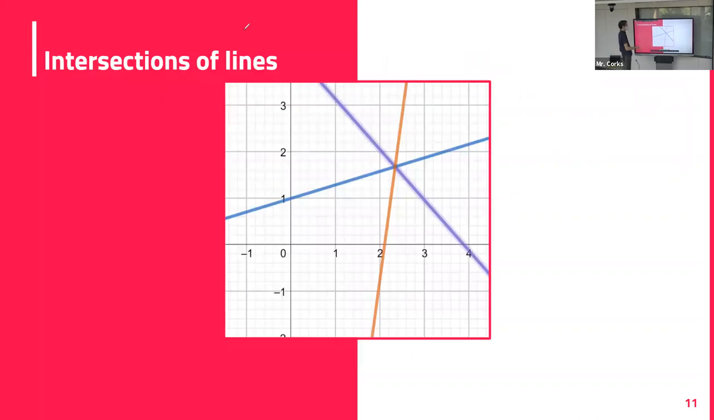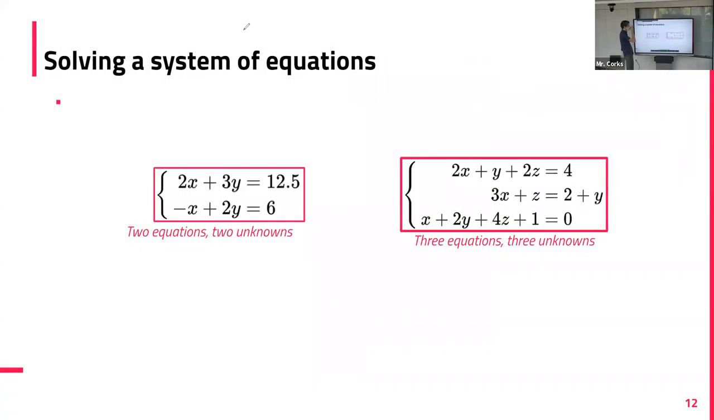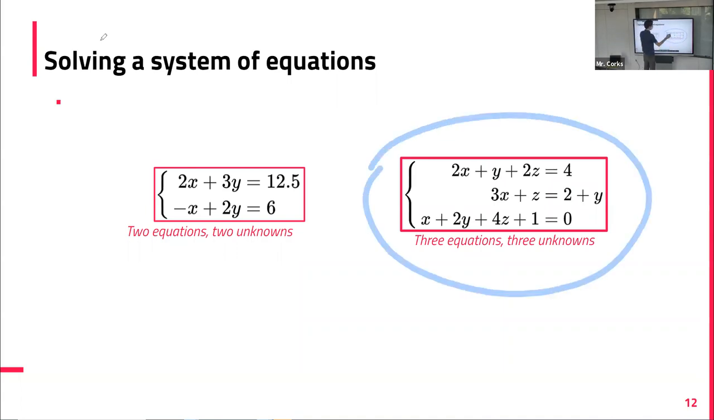So now back to our intersections, the new thing for today. Last time we had the system of equations, the two equations, two unknowns. Remember, unknowns just means variables when we talk about this. So now we'll look at slightly larger situations like this, three equations and three unknowns.